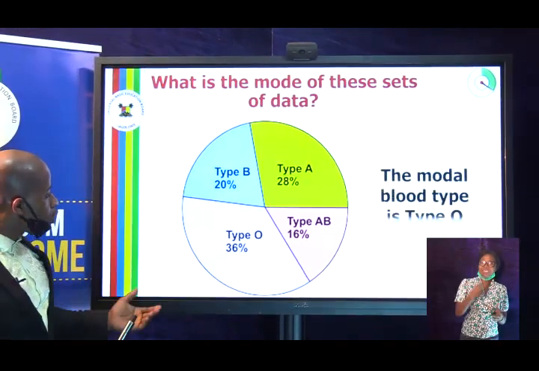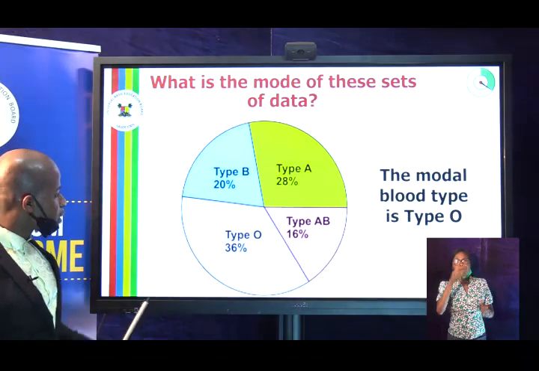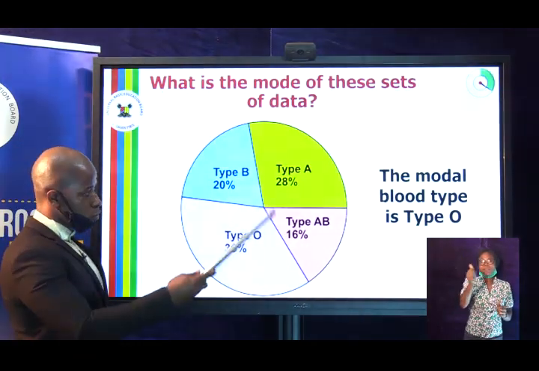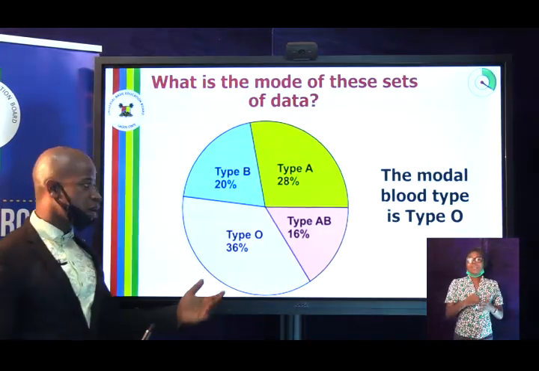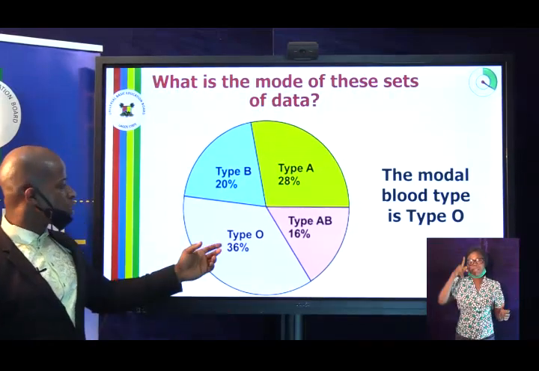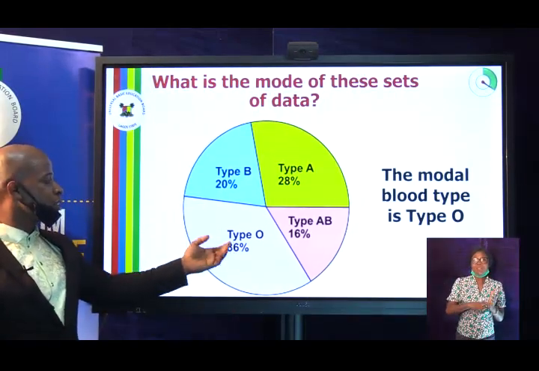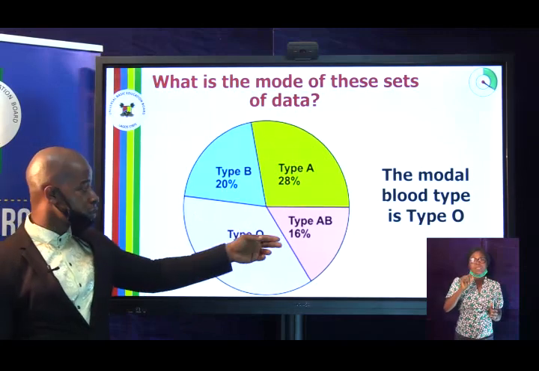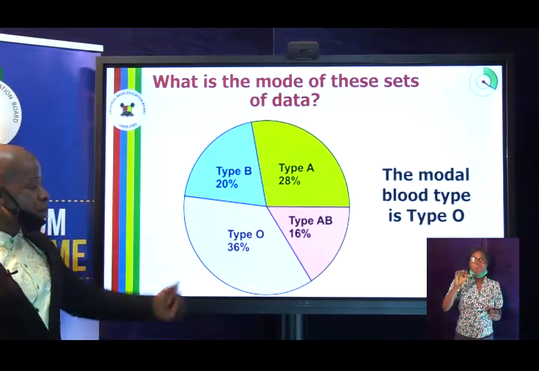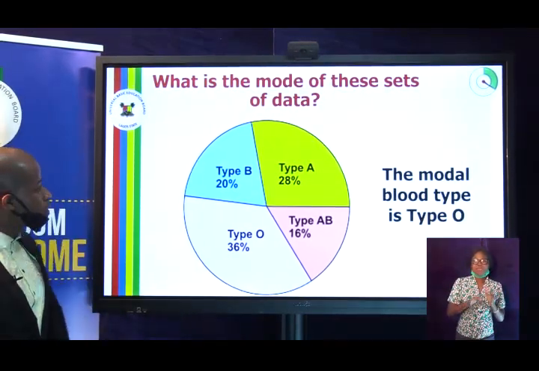Let's see. The mode of this data is actually type O. And as you can see, the modal blood type is type O. It has the largest piece. The numbers even help you to guess. This has 36%, this has 20%, this has 28%, and this has 16%. So the mode here is type O, blood type O. Let's see another one.